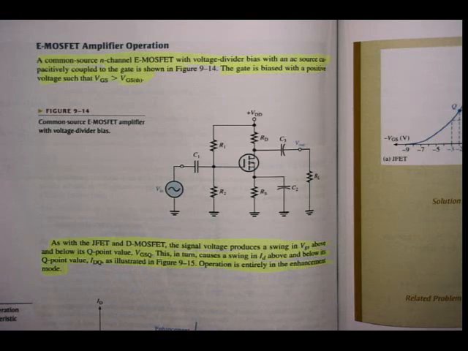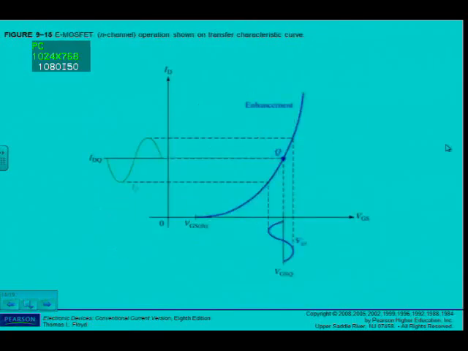And it's entirely in the enhancement mode, as I can see here. Remember, we've had a look at the characteristic curves of these two devices, E MOSFET and D MOSFET. So you just have to remember which one to use, but I can see now it is completely in the enhancement mode, that it swings around the Q point.